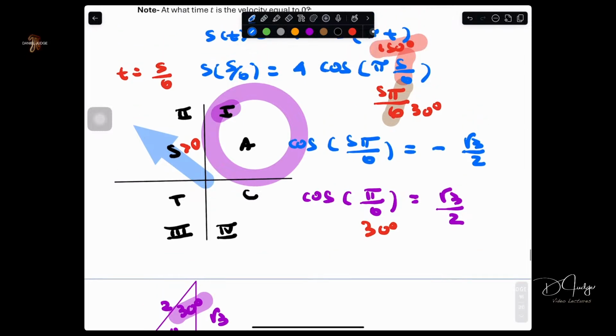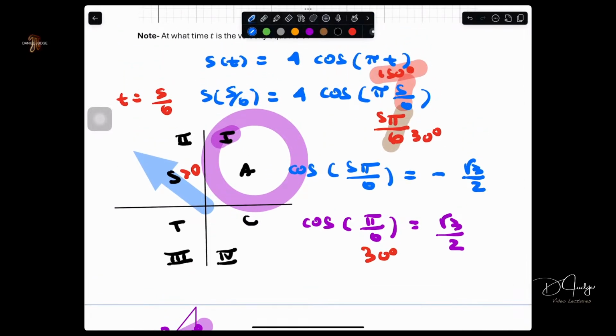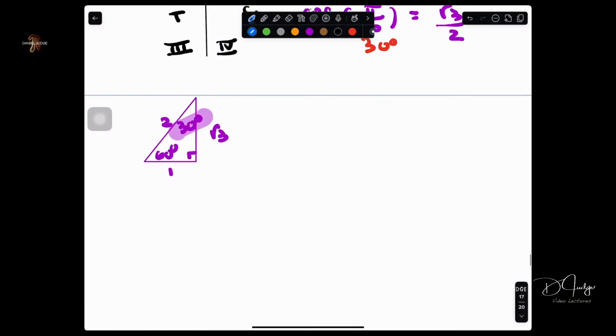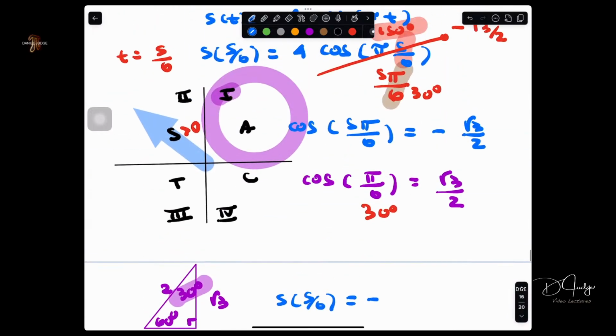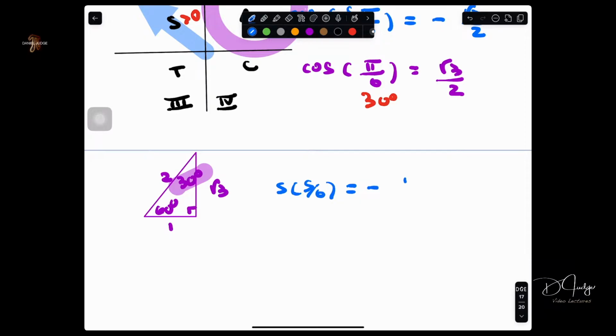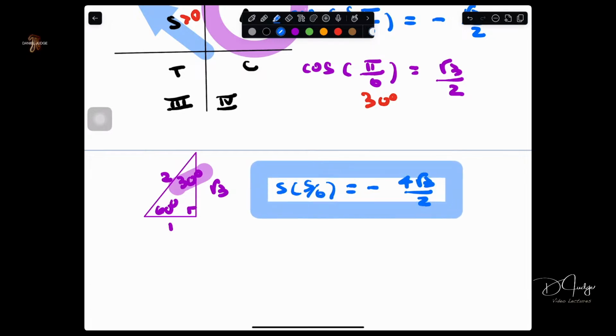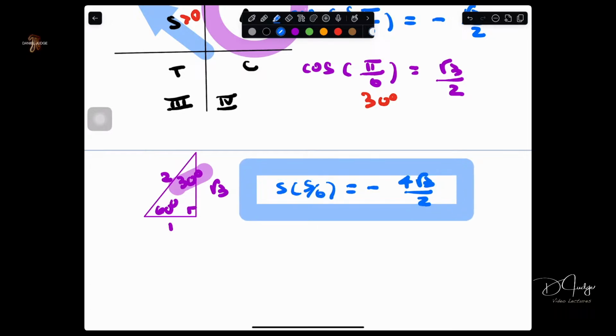So let's use that information now to say you're negative square root of 3 over 2. So the position function at 5/6 is 4 times negative square root of 3 over 2, which is negative 4 square root of 3 over 2. Okay, and I think that's still in centimeters, by the way. So, okay, there's our first answer.